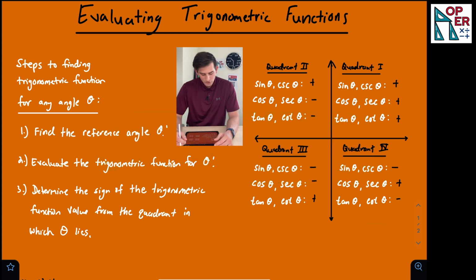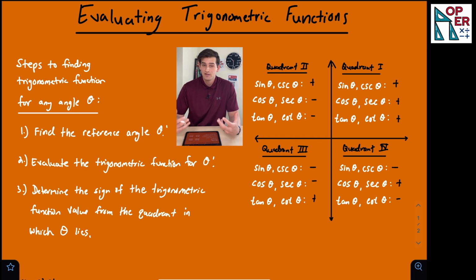So, steps to finding a trigonometric function for any angle theta. Step number one, we want to find the reference angle, theta prime. Keep in mind, sometimes this might cause us to find a coterminal angle with our starting angle. So we might need to do that and then find the reference angle. Then we're going to evaluate the trigonometric function for theta prime.